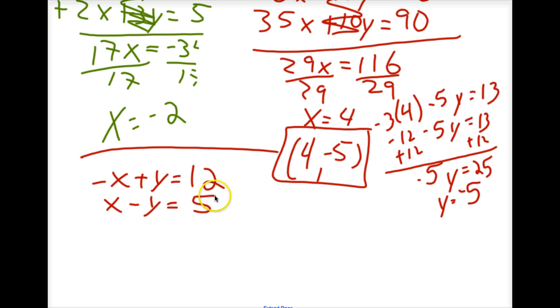Okay, so this question. What if when you add them together, the x's and the y's cancel? 0 does not equal 17. False. True or false statements? False. So what do we write?